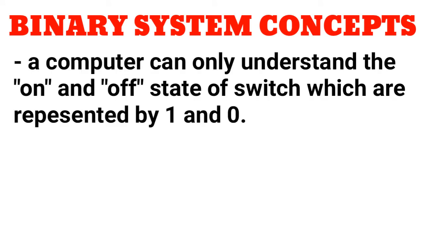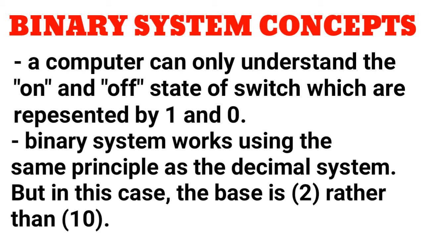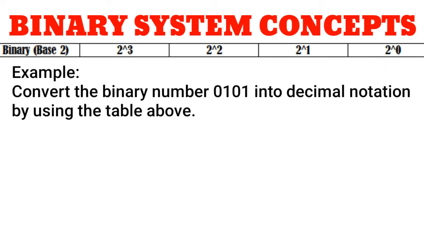Before anything else, let's first talk about the binary system concepts. A computer can only understand the on and off state of a switch, which are represented by 1 and 0. The binary system works using the same principle as the decimal system, but in this case, the base is 2 rather than 10. For example, convert the binary number 0101 into decimal notation by using the table above.